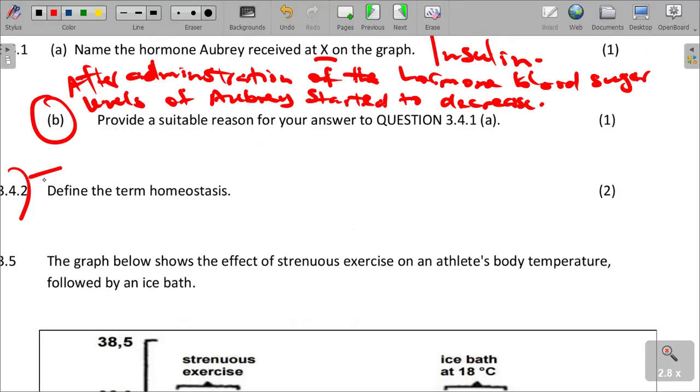Homeostasis is actually the ability of the body to maintain a more or less constant internal environment, regardless of changes in the internal and external environment.